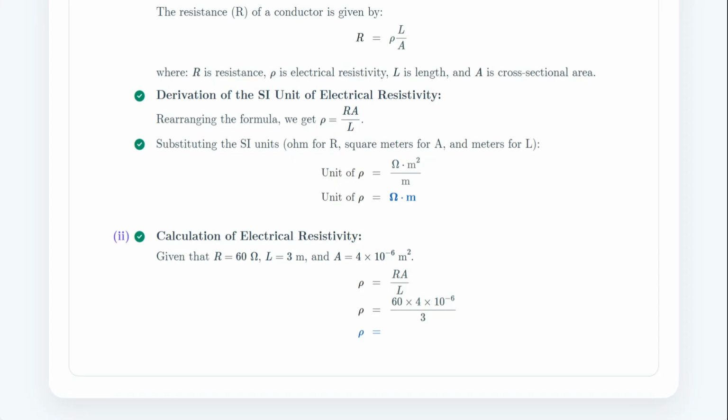60 divided by 3 is 20. And 20 times 4 is 80. Adjusting the decimal place for standard scientific notation gives us a final resistivity of 8 times 10 to the power of minus 5 ohm meters.